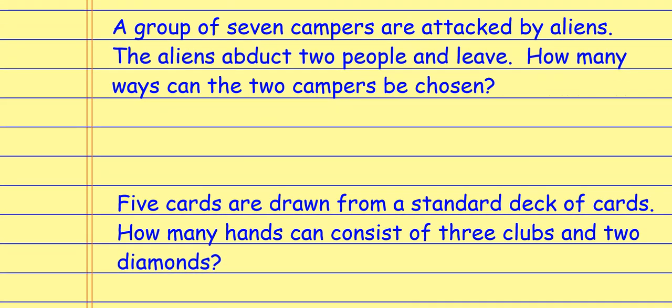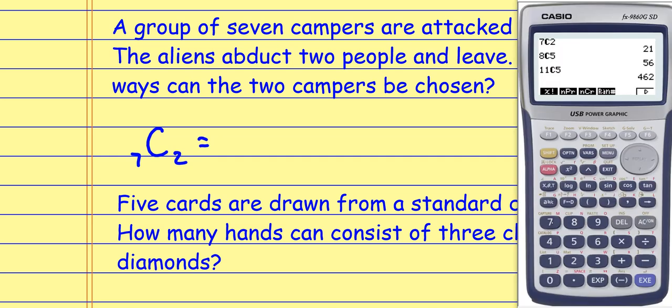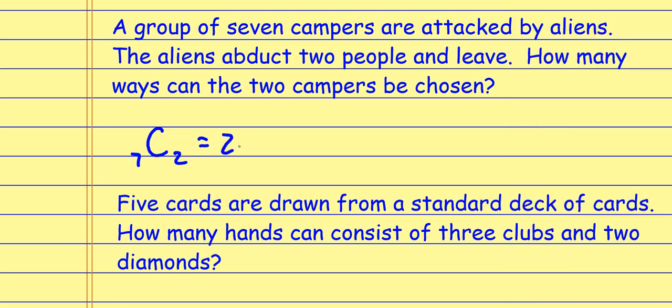This one, a group of 7 campers are attacked by aliens. The aliens abduct 2 people and leave. How many ways can 2 campers be chosen? Again, it doesn't matter what order they're chosen in. What matters is which two campers are chosen, all right? And so if Jim and Bob are the two that get abducted, it doesn't matter if it's Jim then Bob or Bob then Jim. The result is the same. Jim and Bob are going to be gone for a while, okay? So the combination of 7, and then it's choose 2, okay? And again, on the calculator, you punch in the 7, then the combination button, then the 2. You hit enter, and you get 21. All right?